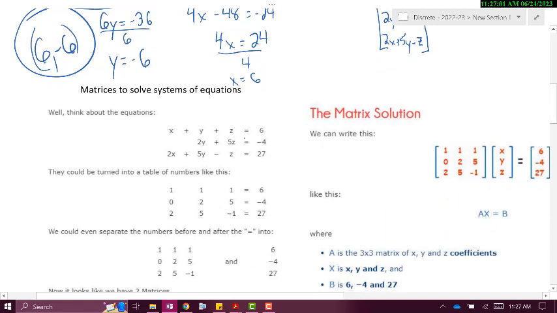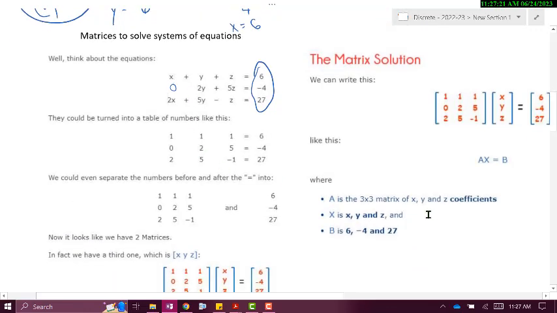So x plus y plus z equals 6, 2y plus... So now we actually have our answers, what they're equal to. So we can turn them into a matrix, or a table of numbers first. So we just take away the x's and the y's, and we have a 0 for this x. And then we split them up, and we make the coefficients one matrix, and what they're equal to one matrix.